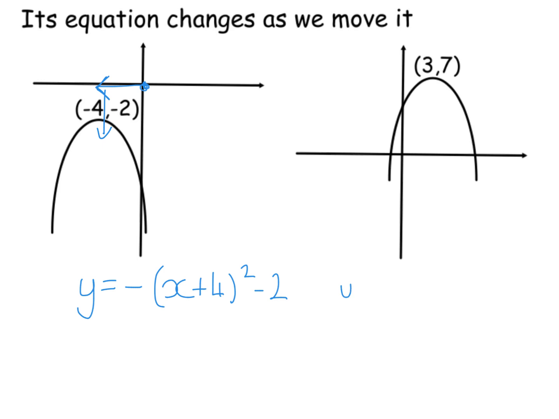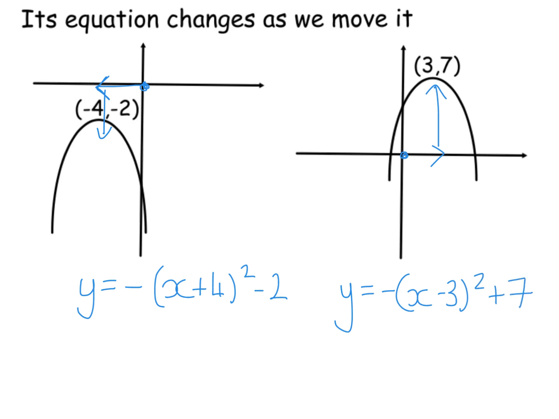Here we have another negative graph. So we have negative bracket. But this one has started at the origin and it's gone 3 to the right and then up 7. So 3 to the right would be a negative 3 in the bracket, because if it's going positive, you put in the opposite, you put in a negative, and then it's moved up 7.